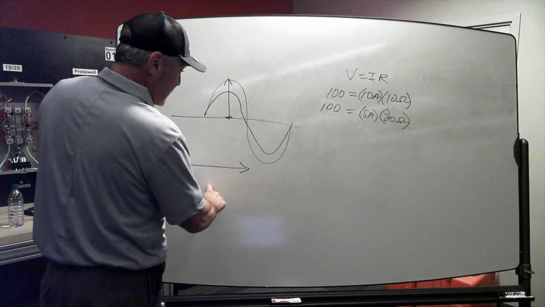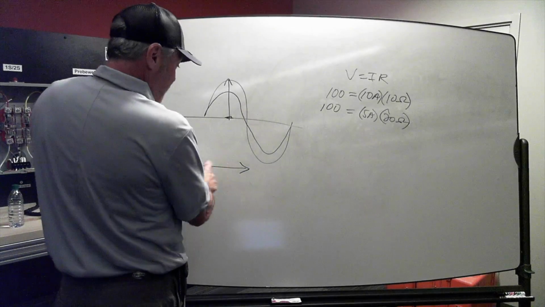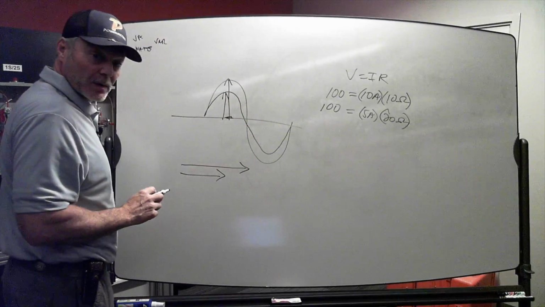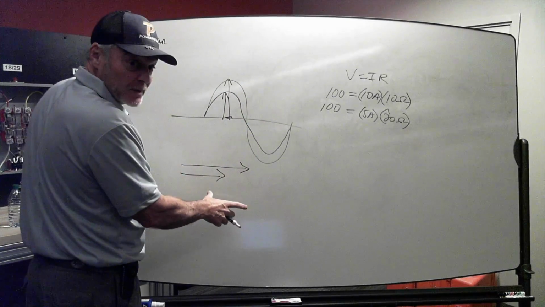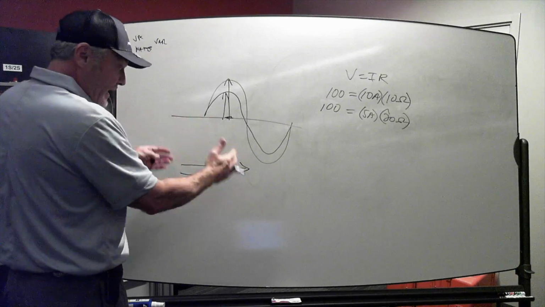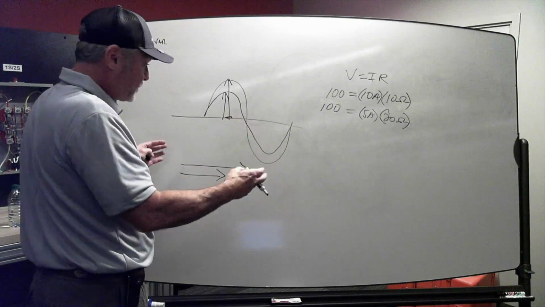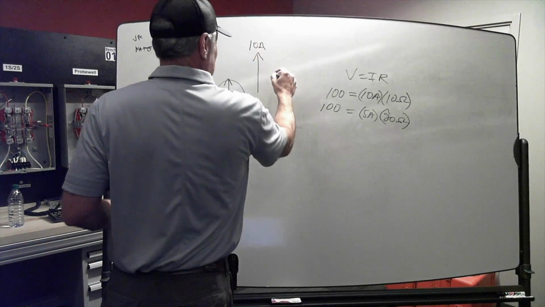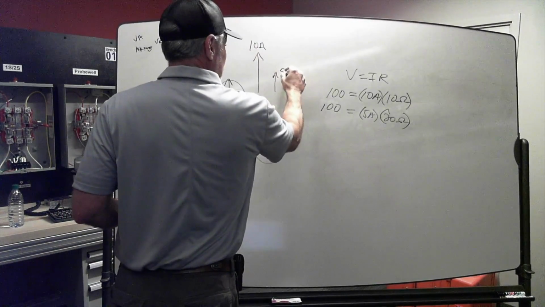Okay, so this is the vector here. So you can see the vector for this would be this long. The vector for this one would obviously be shorter, right? Because this is an amplitude value. So the length of the vector is an amplitude. If this were 10 amps, then that would be 5 amps.